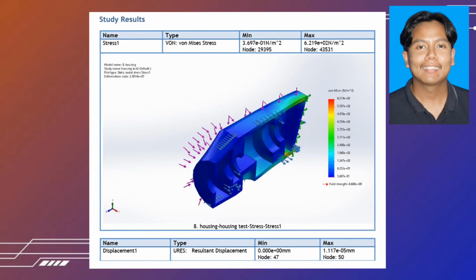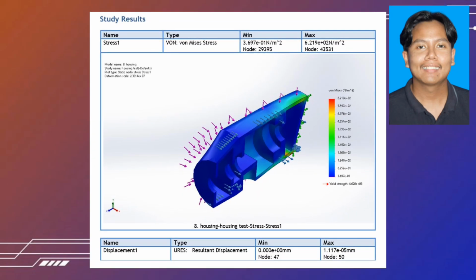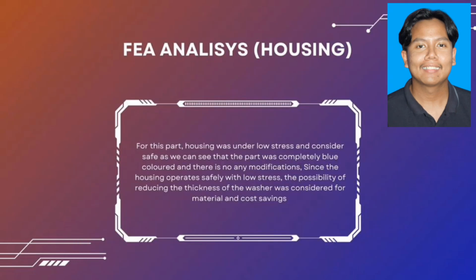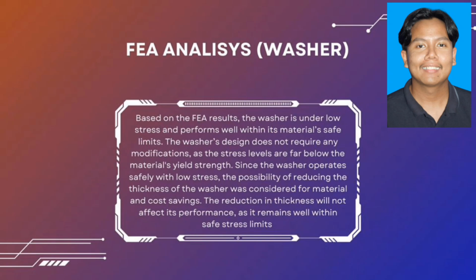FEA analysis. Housing. For this part, the housing was under low stress and considered safe, as we can see that the part was completely blue coloured and there is no modification. Since the housing operates safely with low stress, the possibility of reducing the thickness was considered for material and cost saving.